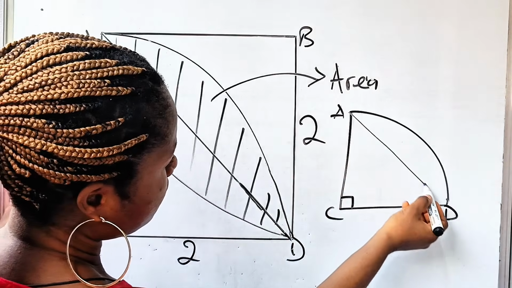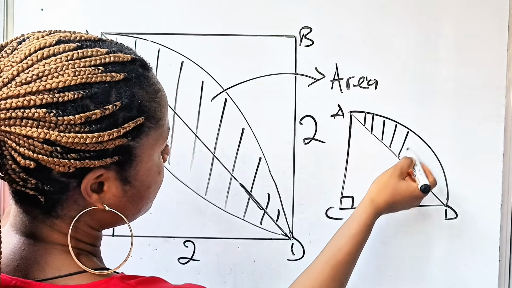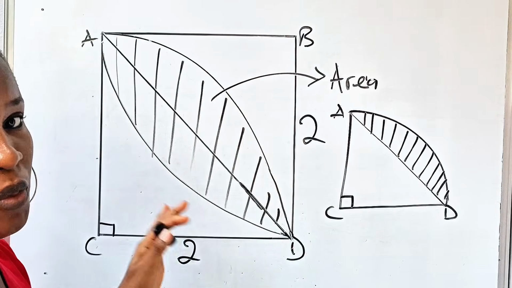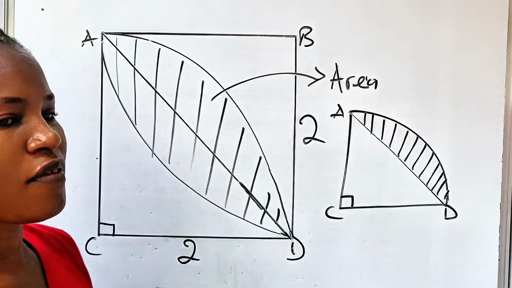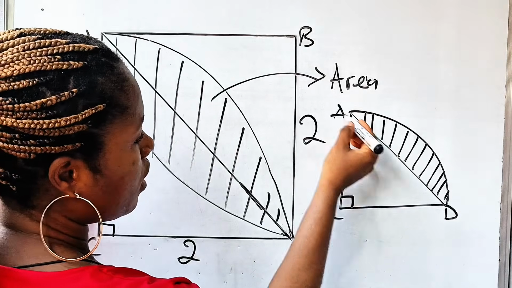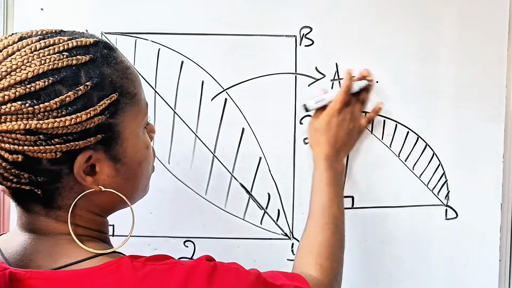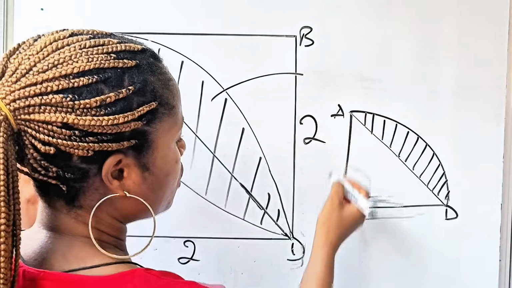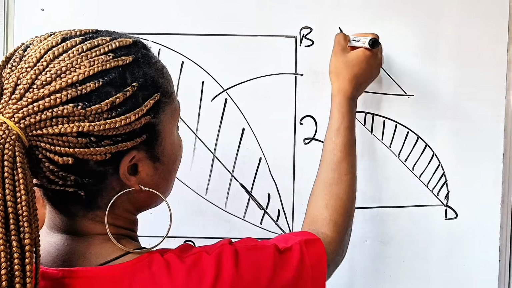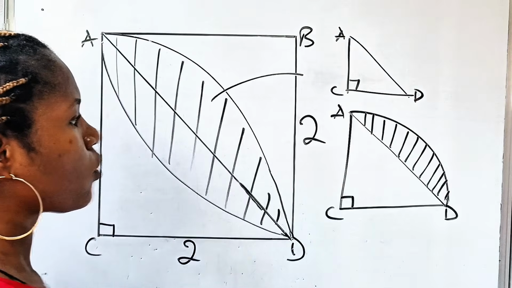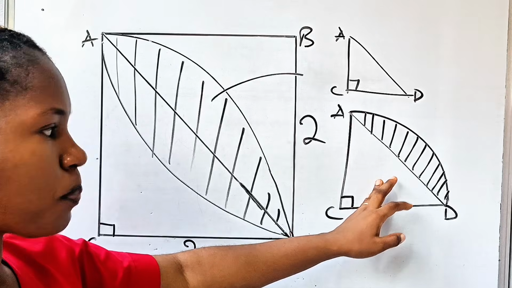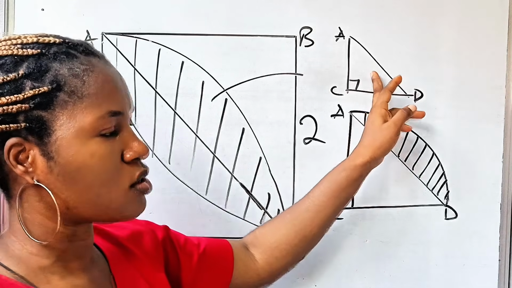This part is what I'm representing. Now we have another part that we can see. From here, we can draw out this particular triangle. So let's draw triangle ACD. Okay, so let's find the area of this quadrant and also find the area of this triangle.